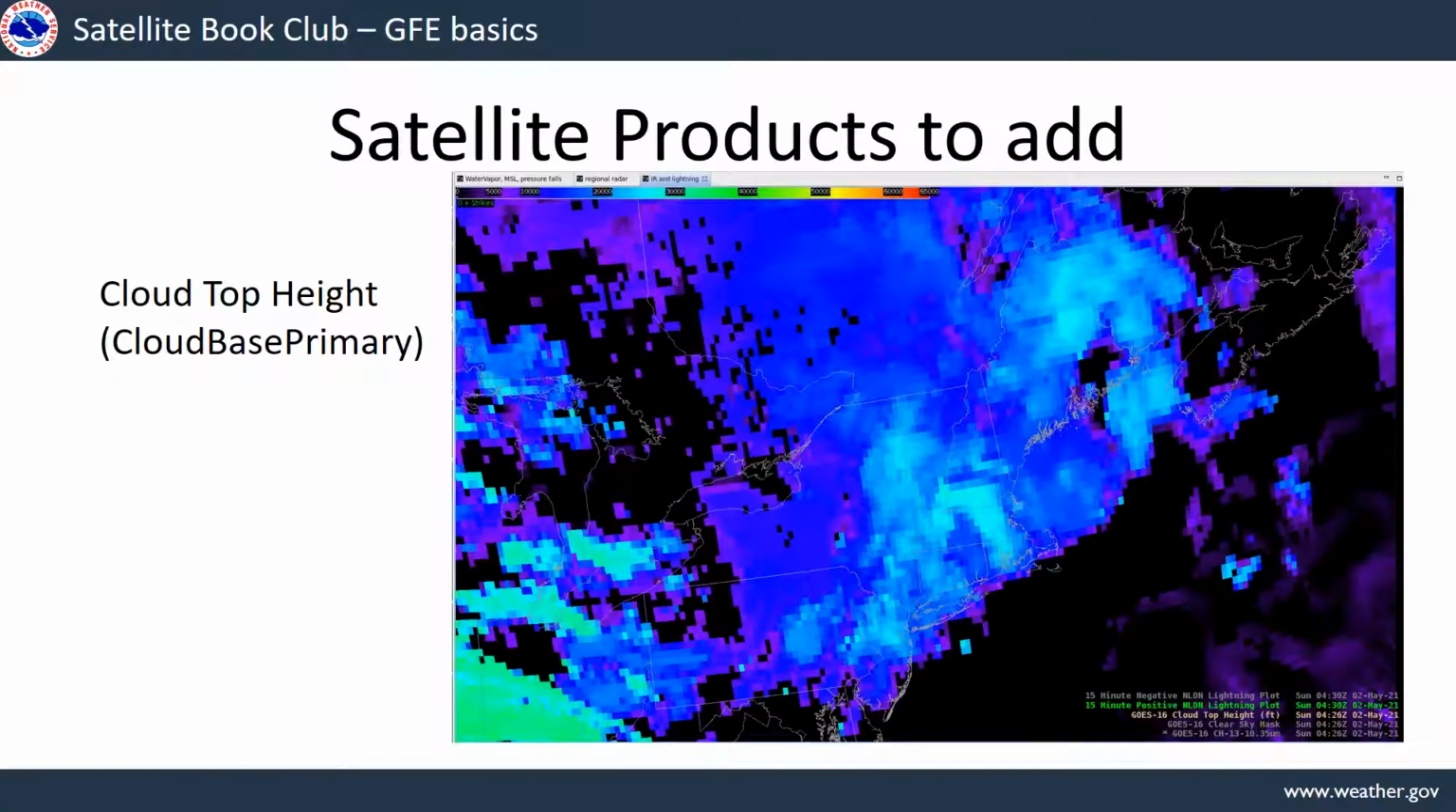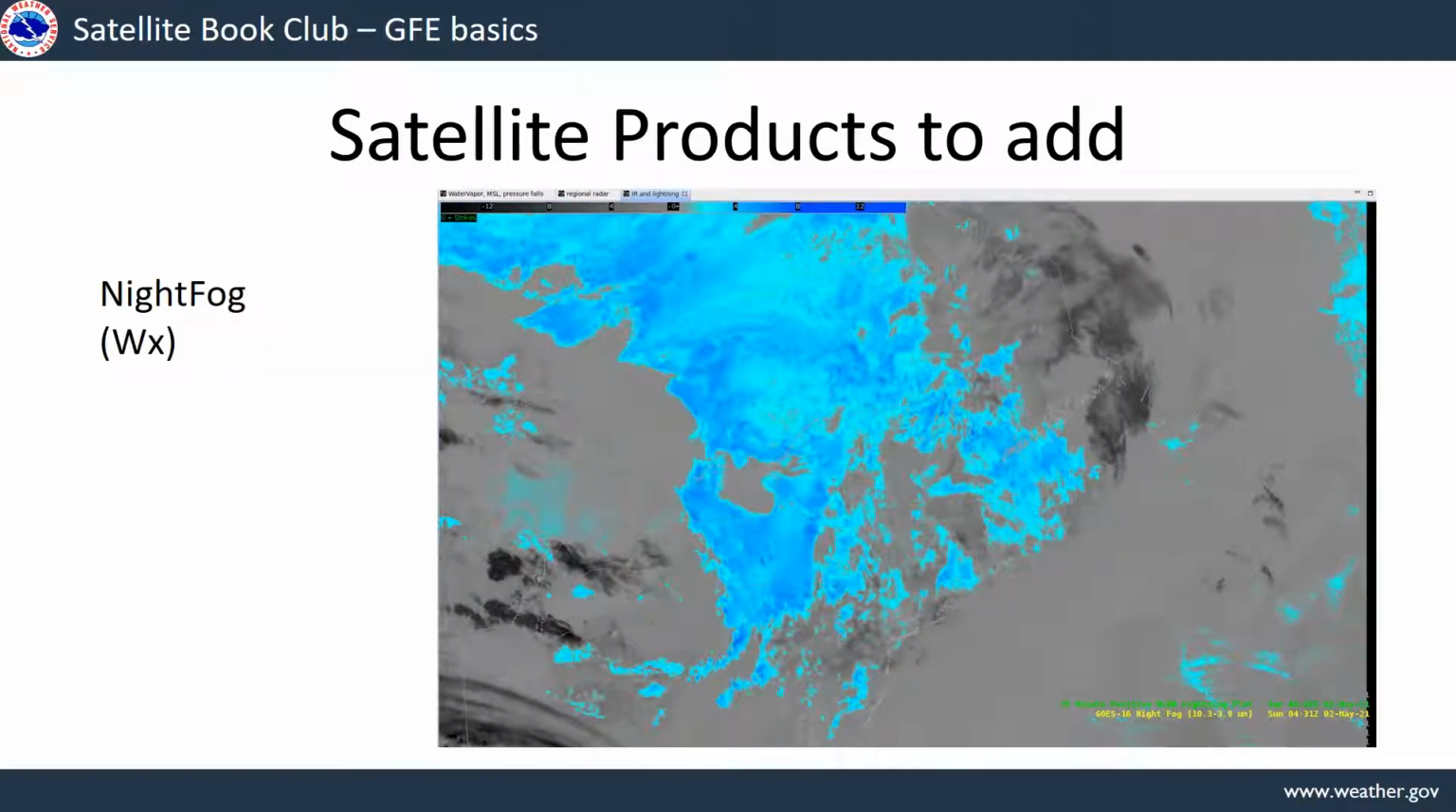Cloud top height, this is an open question to the satellite community. I noticed there's a cloud top height product. I noticed there's some cloud thickness products. My immediate question is, gee, if I have the height and the thickness, could we put that together and work on our cloud base primary, which is one of our mandatory aviation grids?